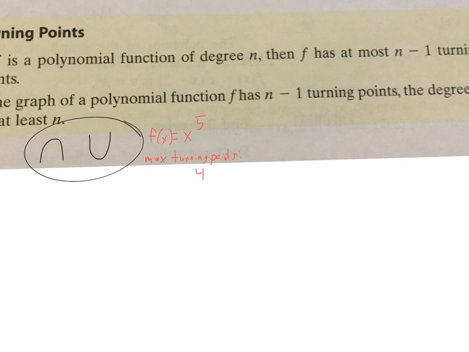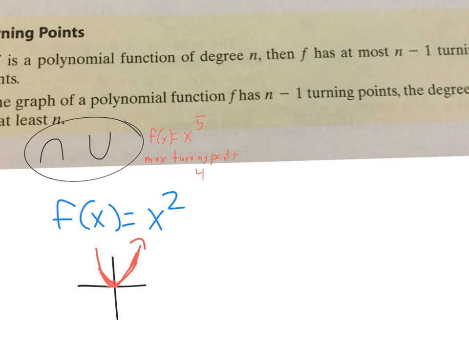So let's just do some examples here very quickly. Say that I were to give you f of x equals x squared. Okay? That's a parabola. That's one of your parent functions. So the graph there would look like this. How many turning points does that graph have? 1. And that's the most it could have.